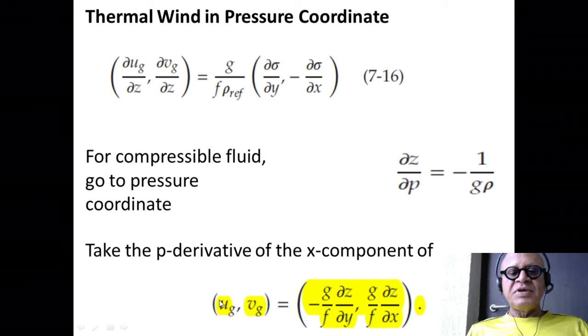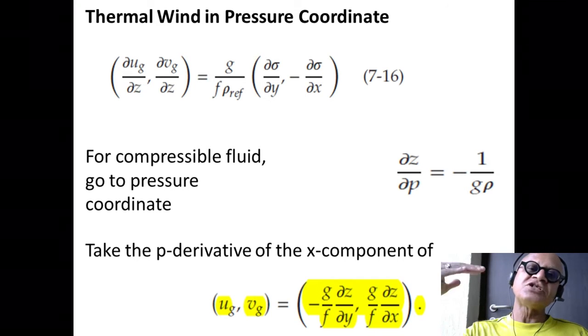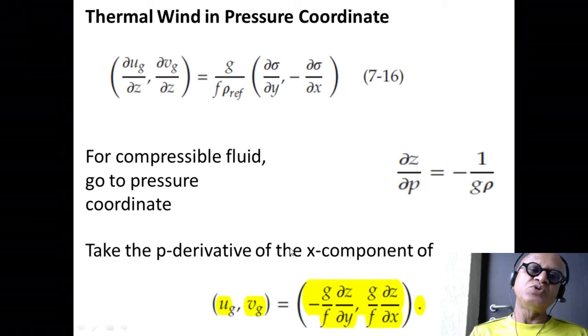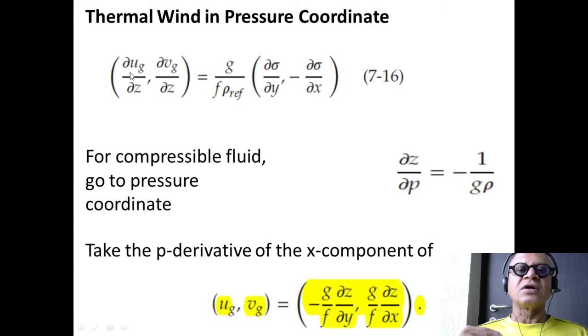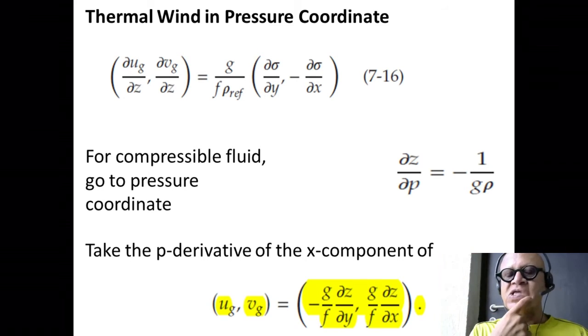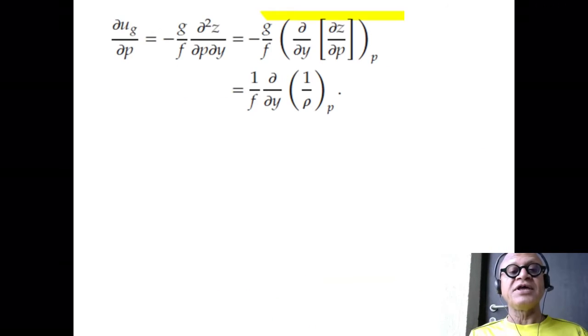So let's take the p derivative of the x component of this equation, ug equals minus g over f dz dy. Why? For doing the vertical shear, so far we have been looking at dug dz, how winds change in the vertical, but in the pressure coordinate we have to see how winds change with pressure, right? So fairly simple. dug dp is minus g over f d squared z dp dy. Just took the geostrophic equation, and we took the derivative with respect to p.